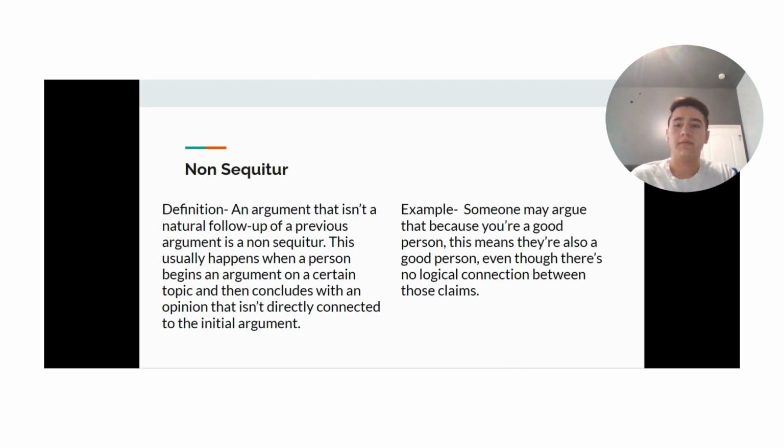Non sequitur, my next fallacy. An argument that isn't a natural follow-up of a previous argument is a non sequitur. This usually happens when a person begins an argument on a certain topic and then concludes with an opinion that isn't directly connected to the initial argument. My example for this one is that someone may argue that because you're a good person, this means that they're also a good person.